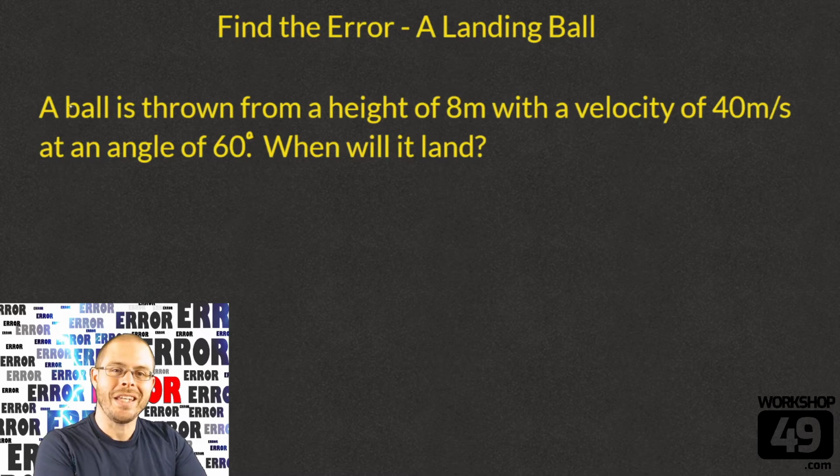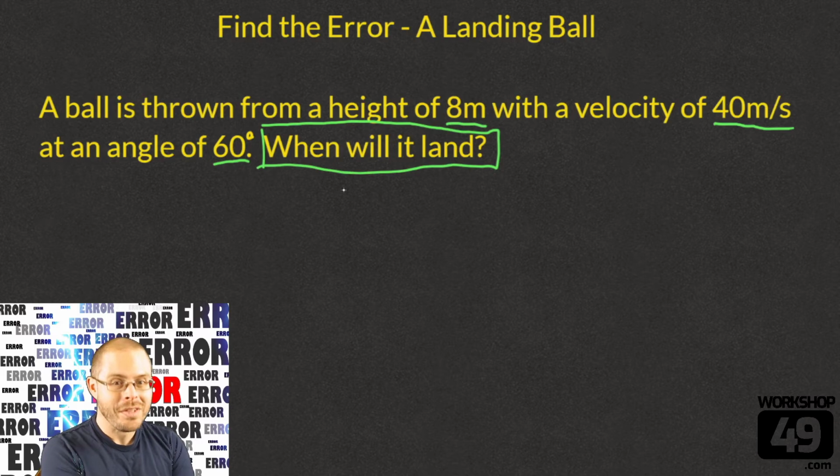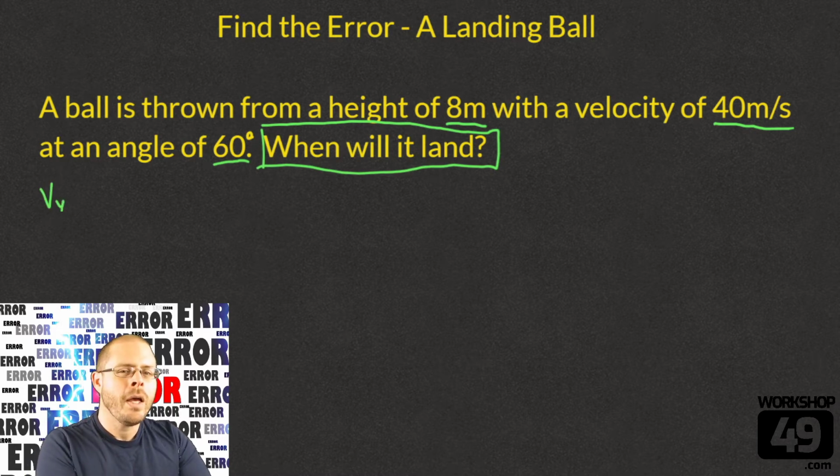Now we're going to go through and highlight the key information. A ball is thrown from a height of 8 meters with a velocity of 40 meters per second at an angle of 60 degrees. And we have been tasked with solving when will it land. This is a Physics 12 two-dimensional kinematics problem because we're launching at an angle, not just straight up.